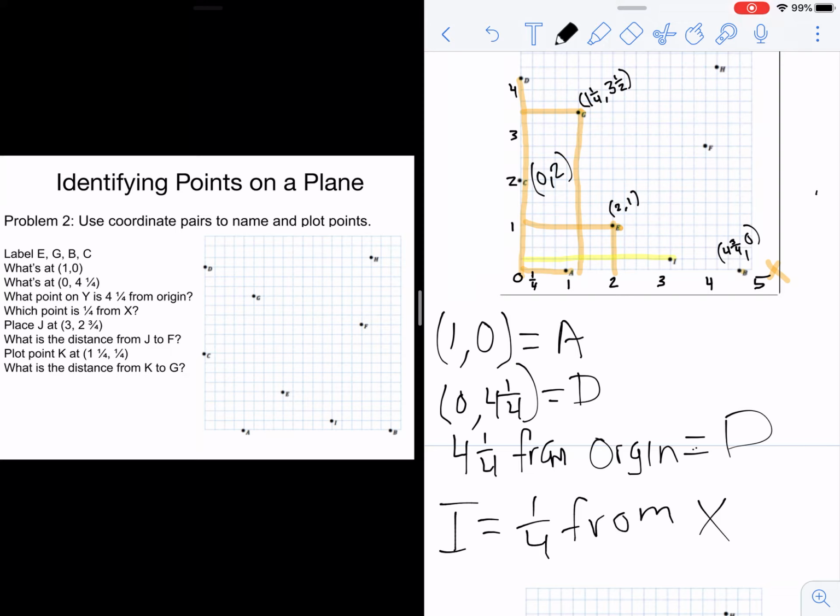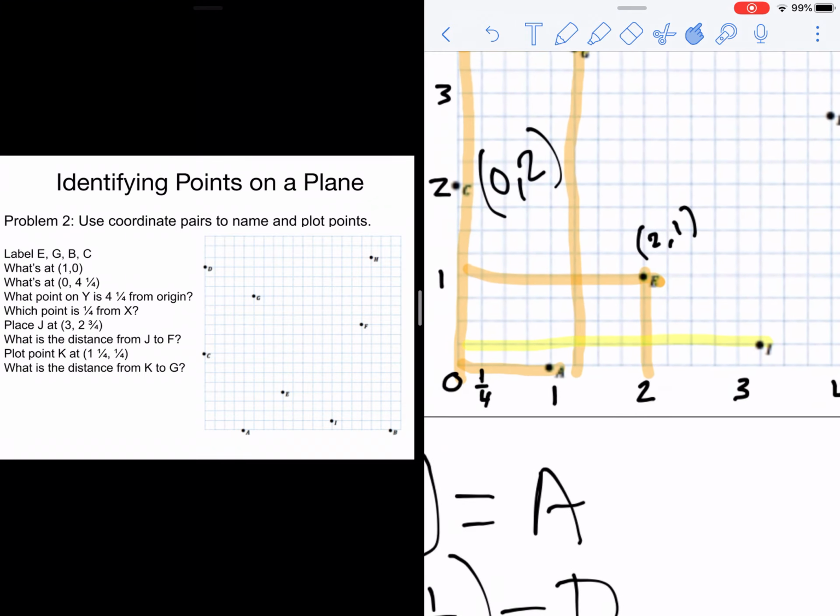Okay. Now we get to place a point on the graph next. It's going to be point J. So you're going to place a dot and call it point J at 3, 2 3/4. So we're going to go over 3. Over 3 and up how many, everyone? How much do we go up? 2 3/4. So I'm going to zoom in on mine.